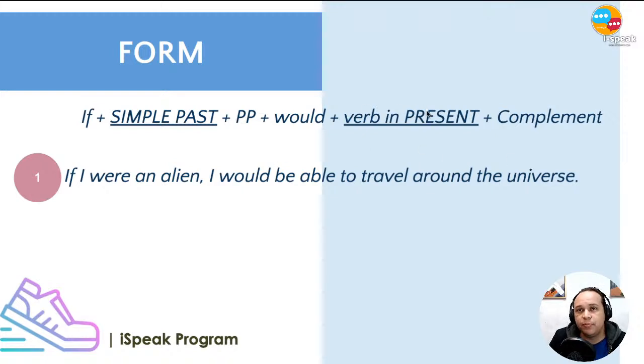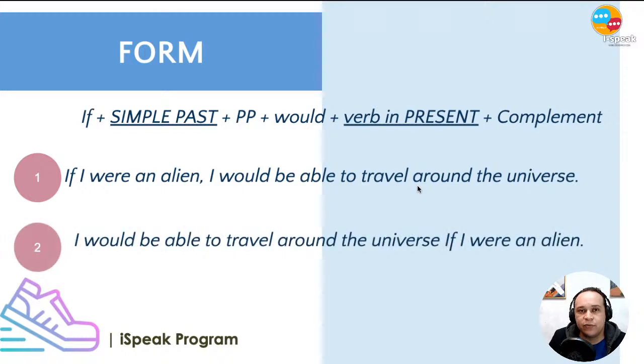We have would plus the following verb in simple present, the base form of the verb, and the complement. Another example we have right there is: I would be able to travel around the universe if I were an alien.